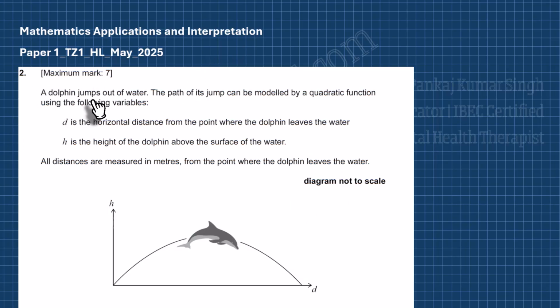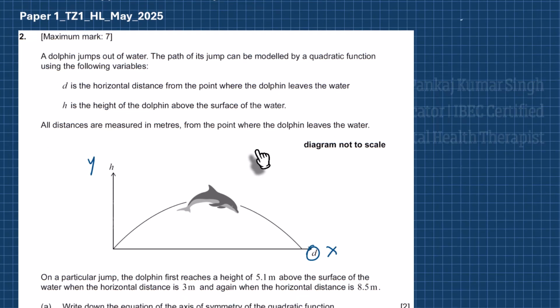He's talking about a dolphin that jumps out of the water and reaches back to the water surface at that particular point here. The part of its jump can be modeled by a quadratic function, using the following variables. He says d is the horizontal distance from the point where the dolphin leaves the water. Basically, I can consider this to be the x-axis and this the y-axis. So my variable would be d, and the height is on the y-axis. All distances are measured in meters, which is good. We don't have to convert any units.